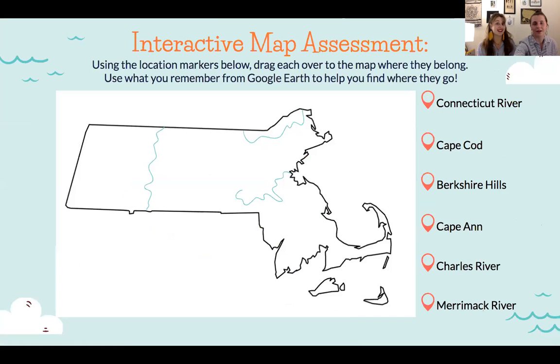Here's the assessment. So we just got a basic outline of Massachusetts, and we drew in the little rivers, because there are three, and that is harder to pinpoint on a completely blank map. So this is for them to use what they remember from Google Earth. The anticipation is that they aren't using Google Earth for this part, because it's really just an assessment.